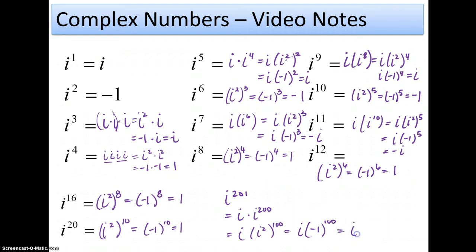So just i. It's up to you how you think about it, but you might want to think about the pattern versus factoring out the i or rewriting it. It's up to you.